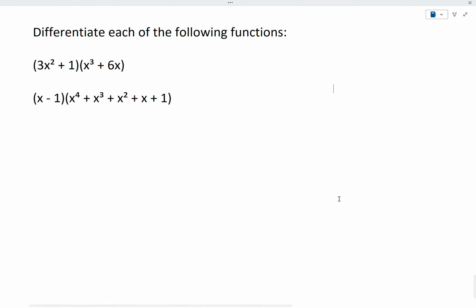In this video we're going to be taking the derivative of a couple of functions here, and we're going to be using the product rule. So if you don't know, the product rule says the derivative of f times g with respect to x, where f and g are both functions of x, is equal to the derivative of f times g plus the derivative of g times f.